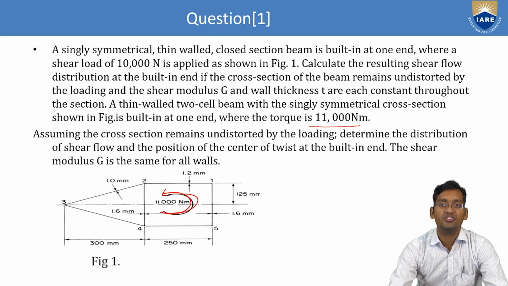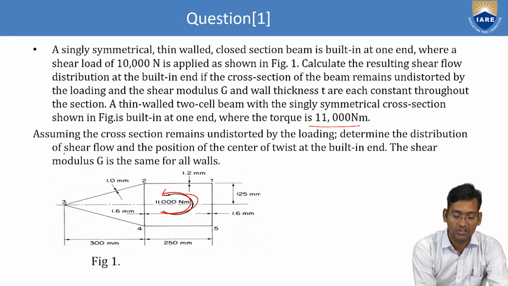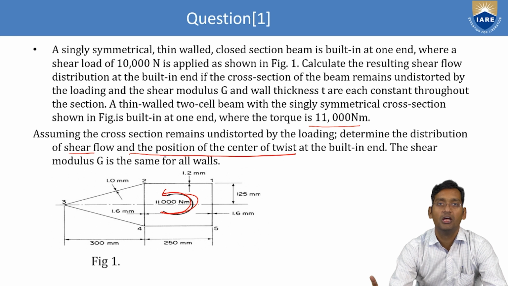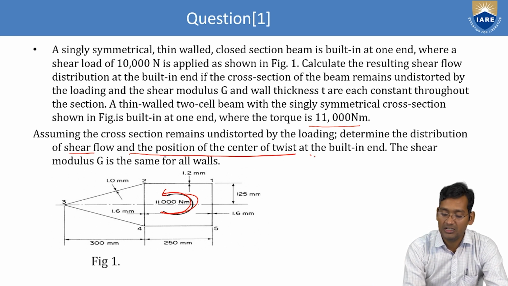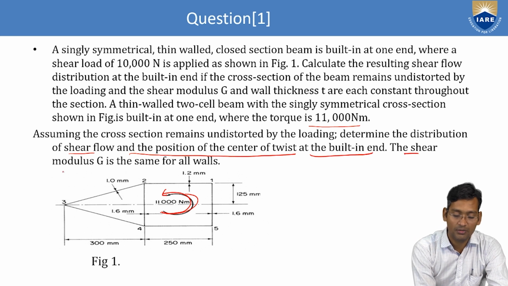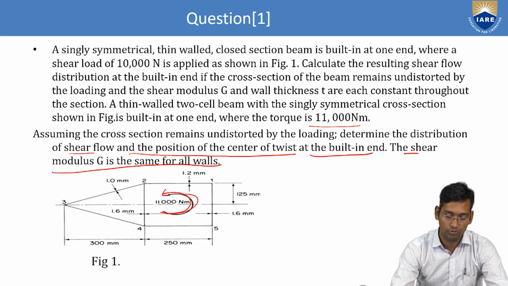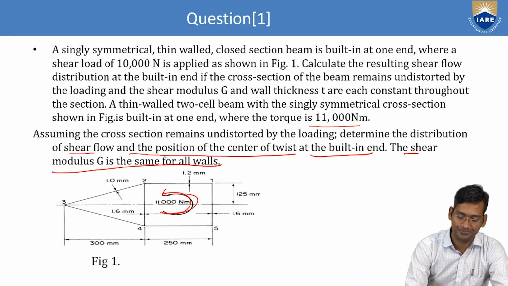Now assuming the cross-section remains undistorted by the loading, determine the distribution of shear flow and the position of the center of twist. So here again we have to find the distribution of shear flow and the position of the center of twist at the built-in end. The shear modulus G is the same for all the walls. So shear flow will be constant for all the walls.